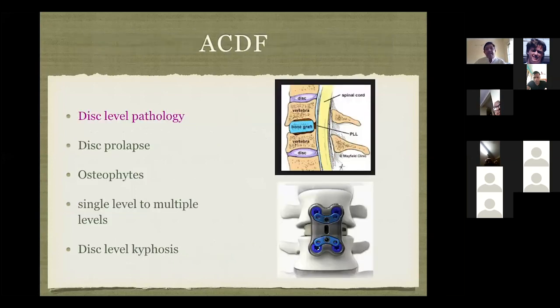Now, ACDF is done when the pathology is at the disc level alone. When there is a disc collapse or osteophyte, it can be single level disc level, or multiple disc levels. Or sometimes you will have a disc level kyphosis, that is, collapsing of the vertebral body, and you can see there will be kyphosis. In these places, an ACDF is good enough.